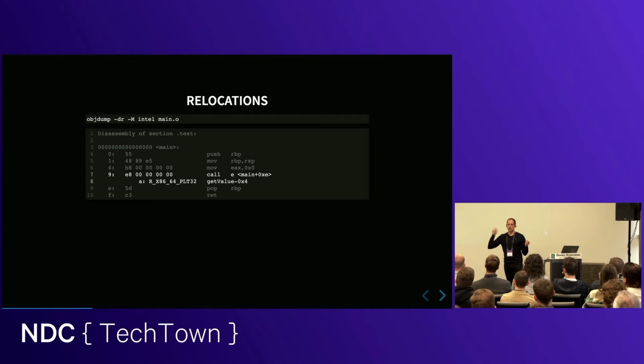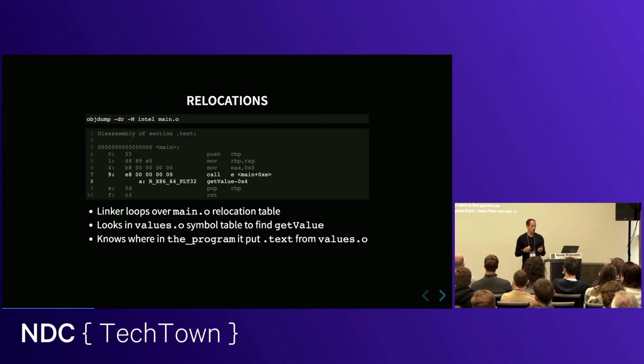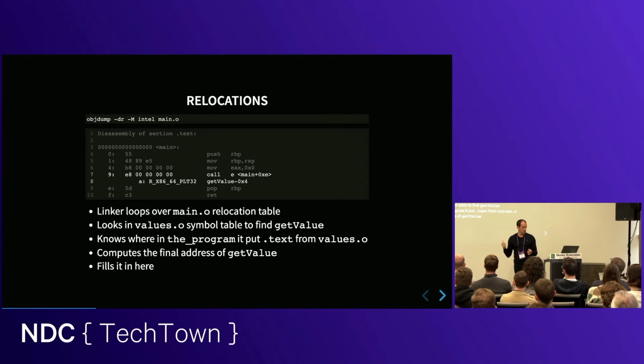So the linker doesn't need to understand machine code or assembly code or anything like that. The linker just knows that at this address, I need to put the address of where getValue eventually ended up. So during linking, the linker just loops over the relocation table in main.o, finds all the missing symbols, and then looks in the symbol table for values.o and finds, okay, what's the offset of getValue? And I know where I'm going to write this section from values.o, where in the executable the stuff from values.o ends up. So I can add the offset to that, compute the final address of getValue, and fill it in at this address. And it's going to be a relative address, but that's not very important right now.